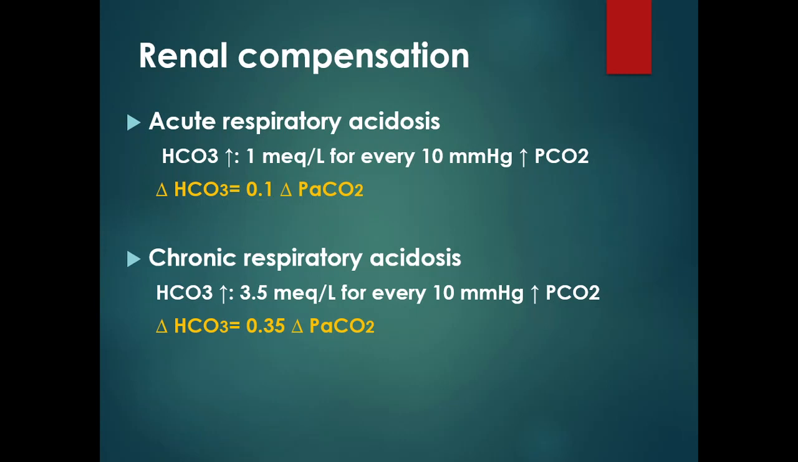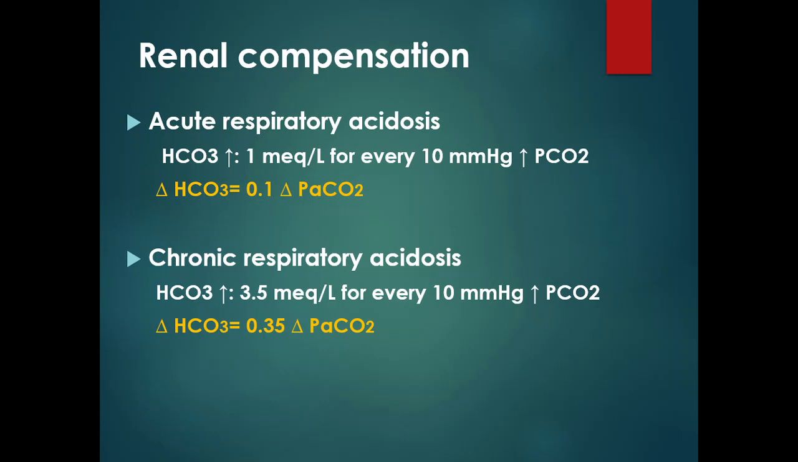The renal compensation, on the other hand, occurs for respiratory disorders. For example, in acute respiratory acidosis, the change in the bicarbonate is around 1 milliequivalent for every 10 millimeter increase in the PCO2. So the delta bicarb is 0.1 of the delta PCO2. So if the PCO2 changes from 40 to 50, that's a 10 millimeter mercury change, the bicarbonate will change by 1.